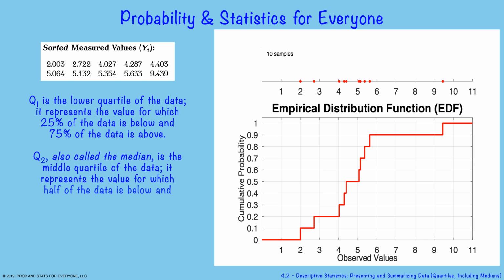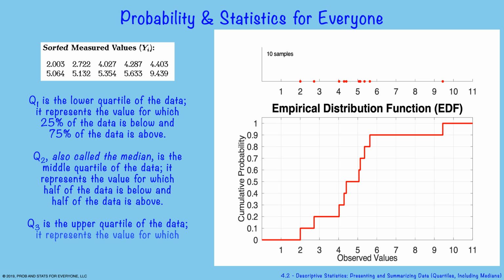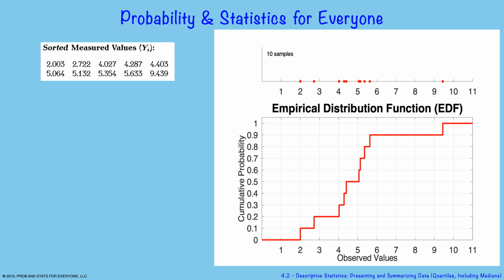Q2, also commonly called the median, is the middle quartile of the data. It's the value that splits the data in half, where we have 2/4 of the data below and 2/4 of the data, or 50%, above. Q3 is the upper quartile of the data. It represents the value that splits the data so that 3/4 of the data is below and 25% of the data is above. We're going to find each one of these values for this data set, beginning with the median.